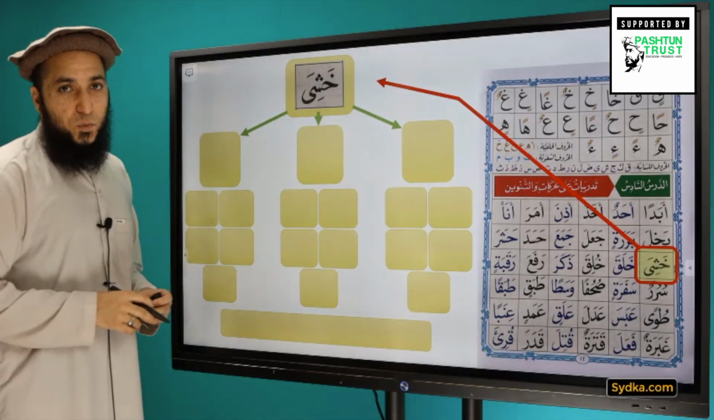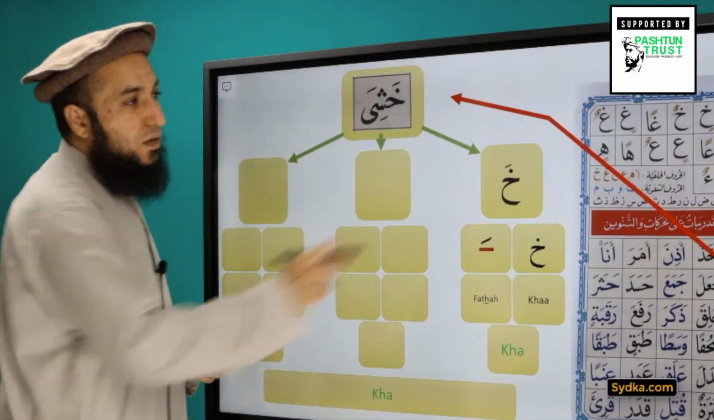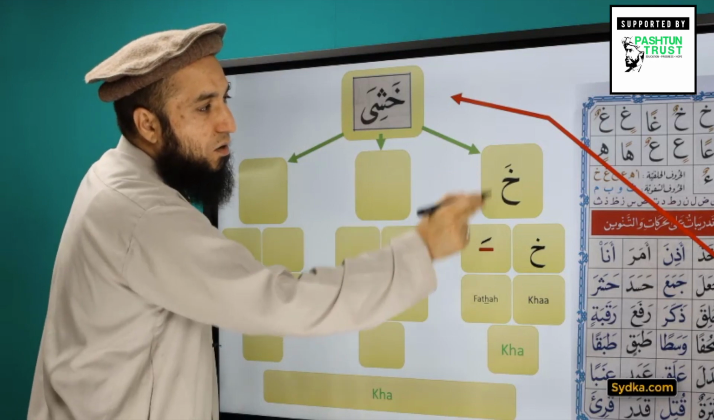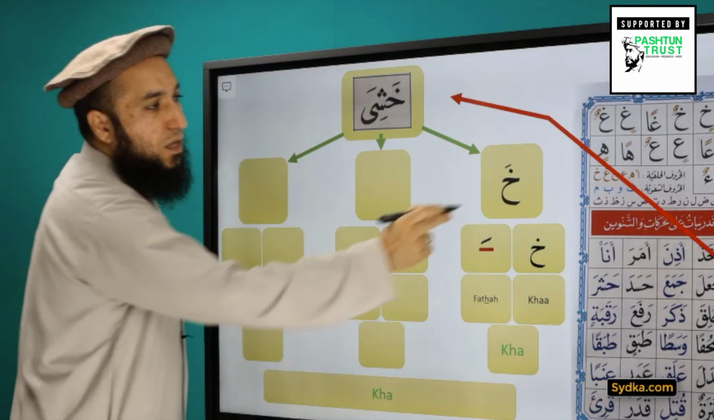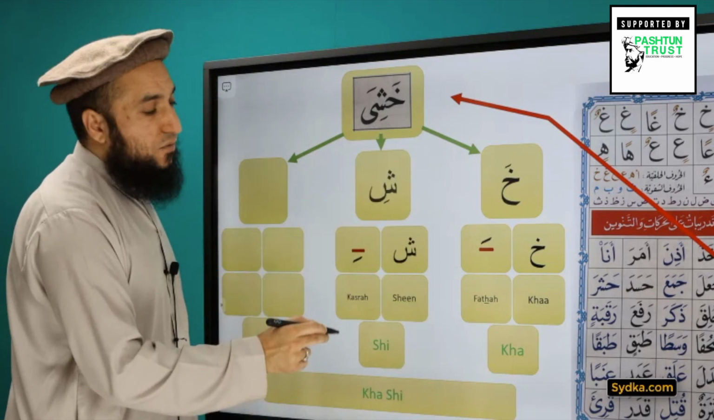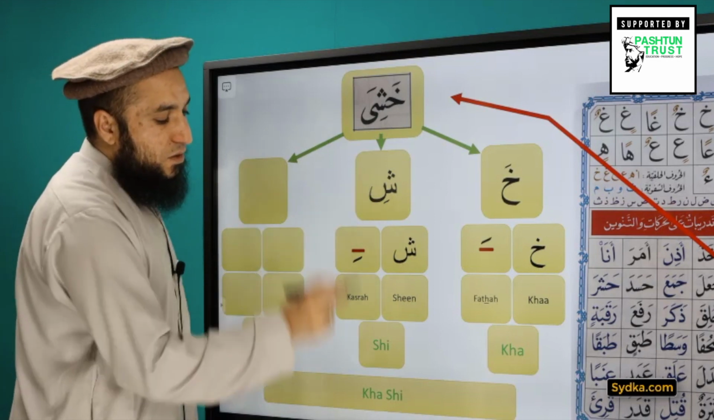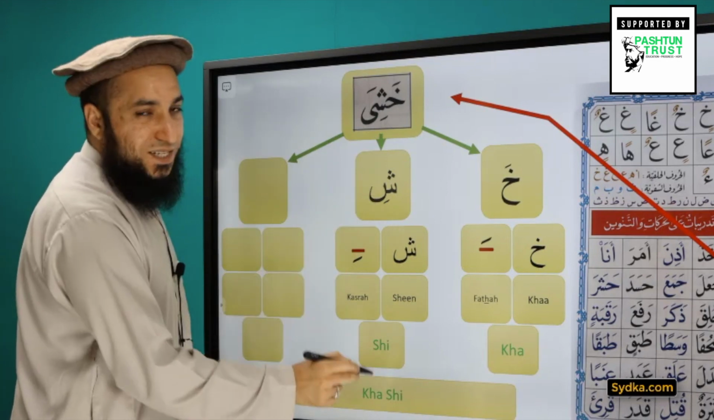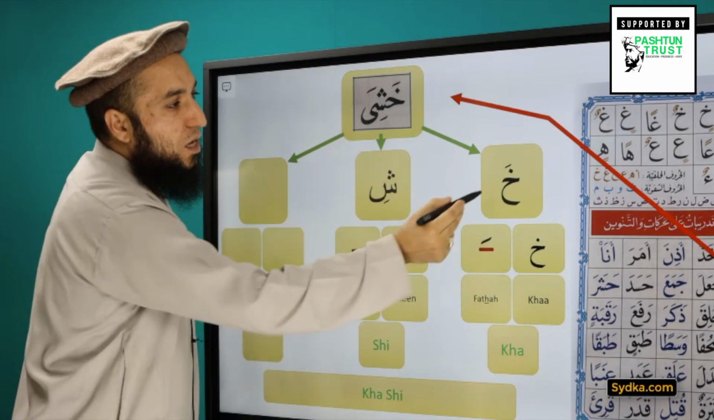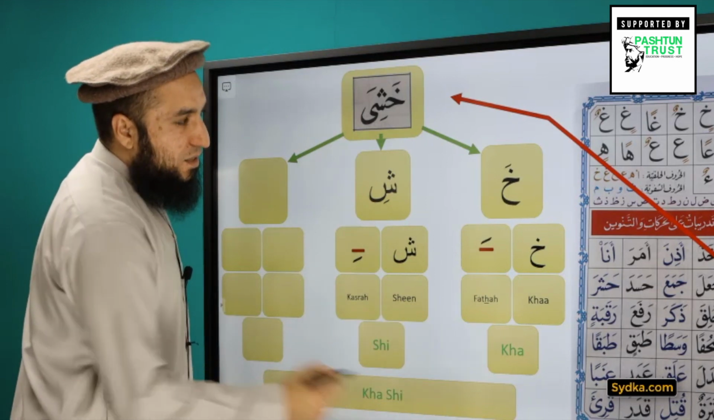So the first word we have is khashiyah, and it has 3 syllables. The first syllable is kha fatha kha. Kha is not silent, and we have fatha. Kha fatha kha. The second syllable is sheen kasra shi. So sheen is not silent, and we have kasra. Sheen kasra shi. So now we have to combine these two, and we have khashi, khashi, khashi.